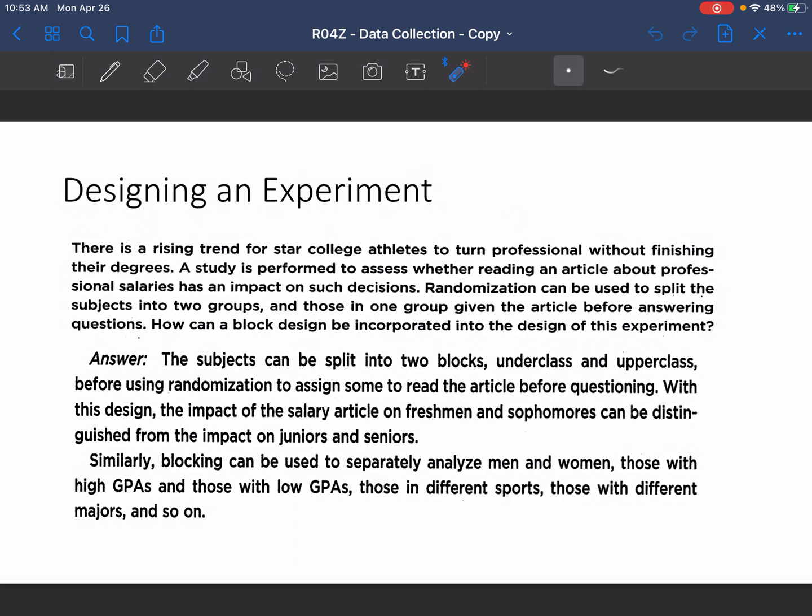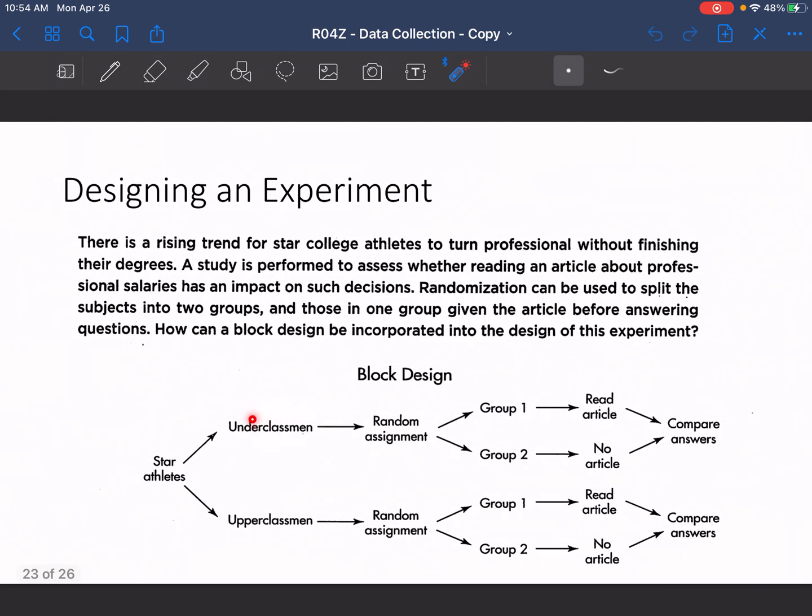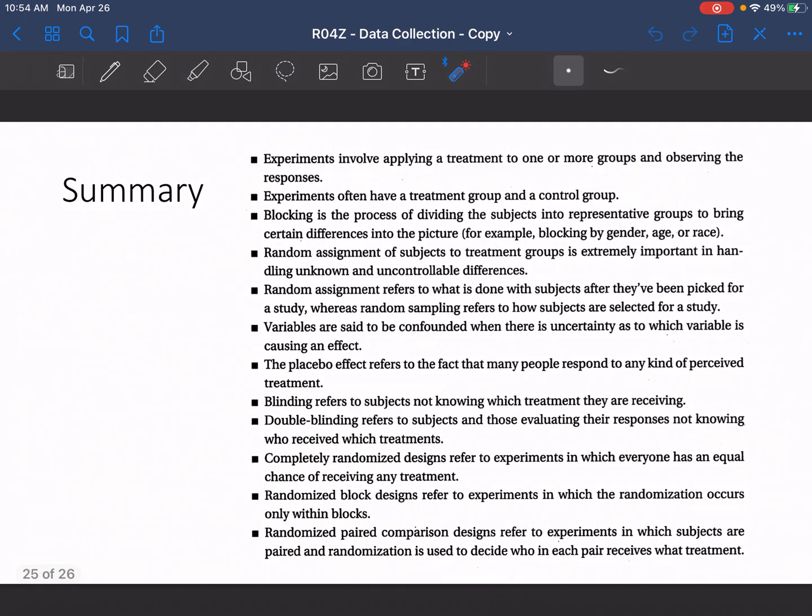With this design, the impact of the salary article on freshmen and sophomores can be distinguished from the impact on juniors and seniors. Similarly, like I said, you don't have to split them up between underclass and upperclass. You could also split them up between men and women, or between high GPA and low GPA, different sports, or those with different majors. There are many ways that you could block that experiment appropriately. But the goal is to understand that when you are using a block design, you are going to have to split them up in some way.